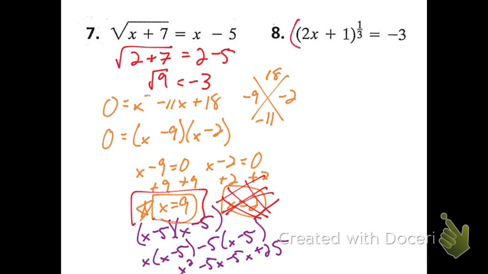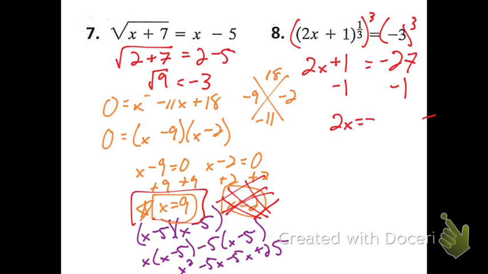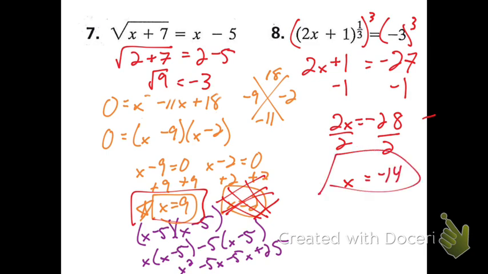Now on number 8, I'm going to start, since that's by itself, and take each side to the third power. Carefully, this is 2x plus 1. The right side's going to be negative 27, though. So I'm going to subtract 1 from each side. I get 2x is equal to negative 28. Divide both sides by 2, and we get x is equal to negative 14. Life's good. It works.